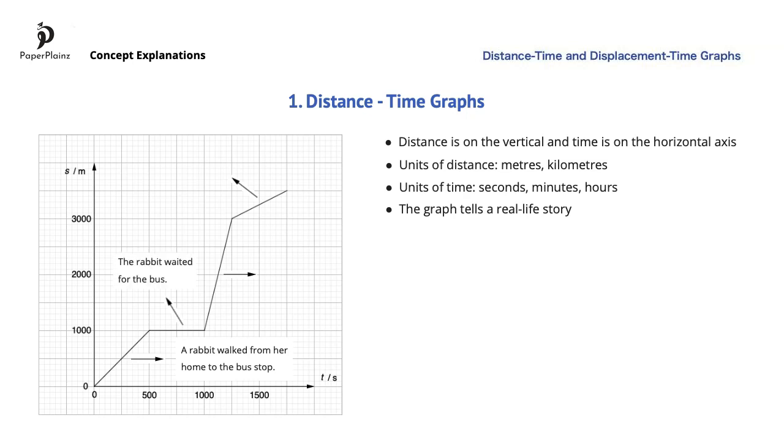The third segment is much steeper than the first segment. In fact, the rabbit covered twice as much distance in half the time. In other words, she was going much faster than when walking. So we can assume that she was taking the bus. The final segment is less steep than the previous one. So the rabbit here was again traveling slower, probably walking from the bus stop to her friend's house.